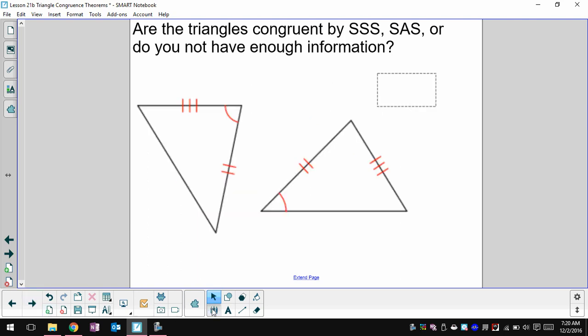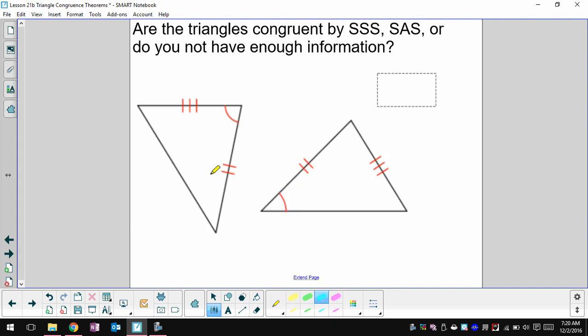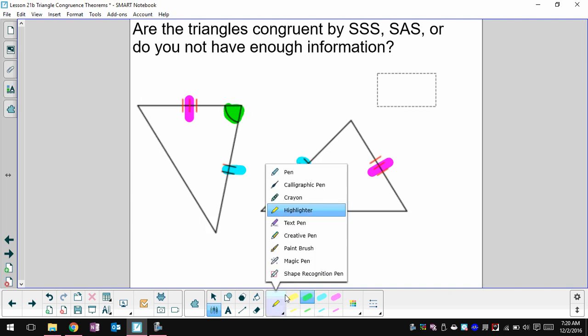Let's take a peek at these two. It's not good enough just to see two pairs of sides and a pair of angles. We have to kind of analyze what we have. I have one pair of sides, another pair of sides congruent, and then I have a pair of angles congruent. But I need to look closer.